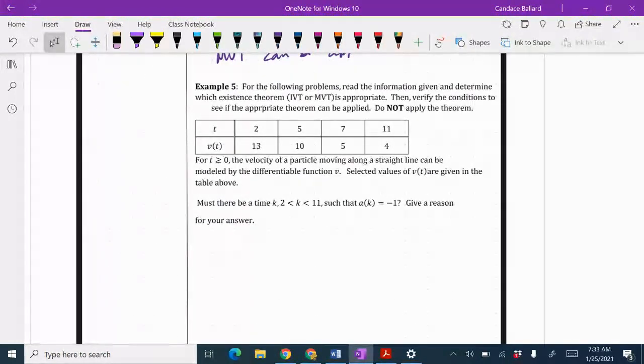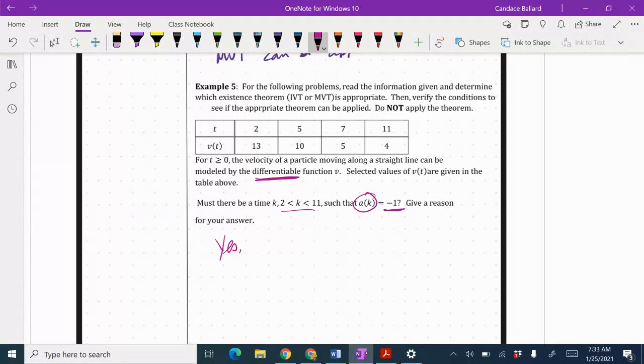So in example 5, very similar to example 4, we're going to not apply the theorem. We're just going to decide which one there is. So for t greater than 0, the velocity of a particle moving along a straight line can be modeled by a differentiable function. Selected values of v of t are in the table above. Must there be a time? We know the answer is yes, there must be a time, such that a of k is equal to -1.